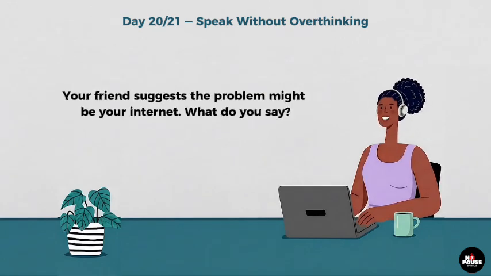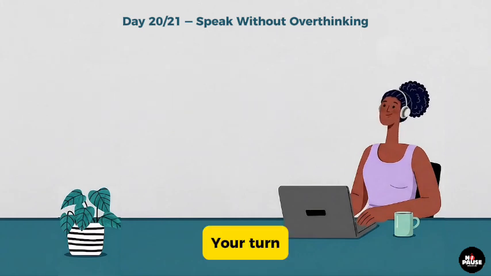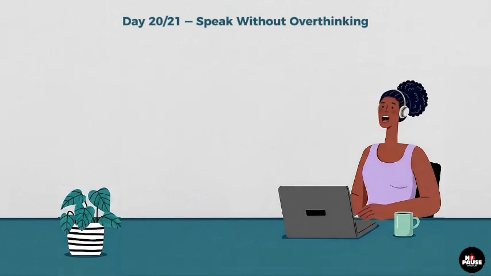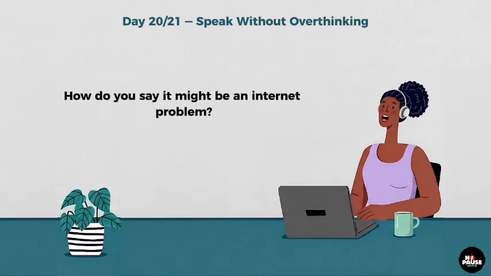Your friend suggests the problem might be your internet. What do you say? You can say, "Maybe it's my internet connection." Or, "I think it might be a network issue." Now your turn. How do you say it might be an internet problem?